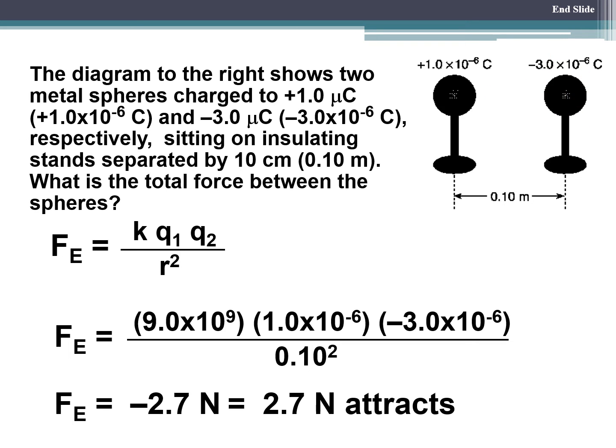And that goes back to Newton's third law, that every force has an equal and opposite force. So the 2.7 newtons that's going to be applied to the first charge is going to be to the right at 2.7 newtons, and the second charge is going to be to the left at 2.7 newtons. So they're equal but in opposite directions.